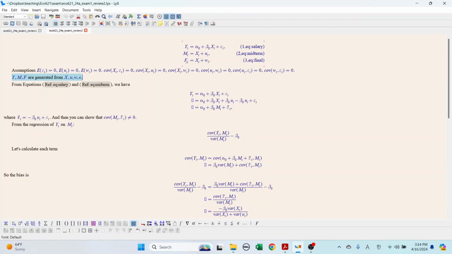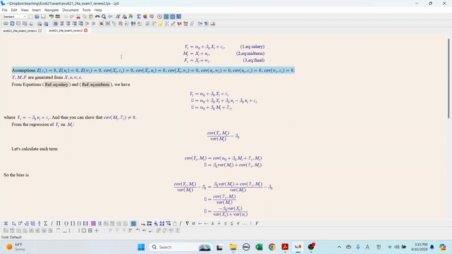So three equations. Three endogenous variables are generated from four underlying variables, right? X, epsilon, u, w. These are four underlying variables that generate three endogenous variables. So it's like a simultaneous equations model, okay? And I will use these assumptions.